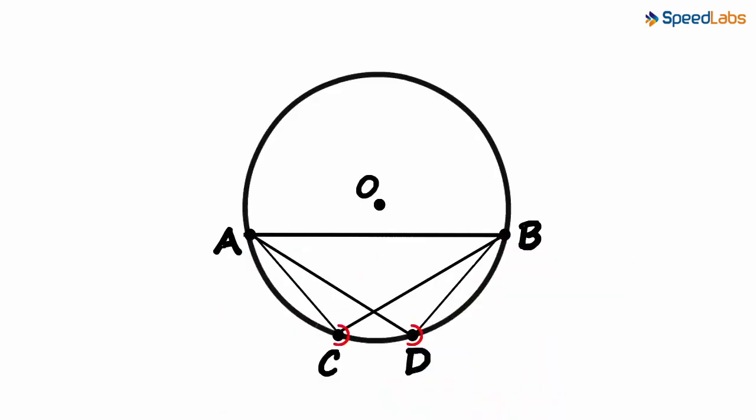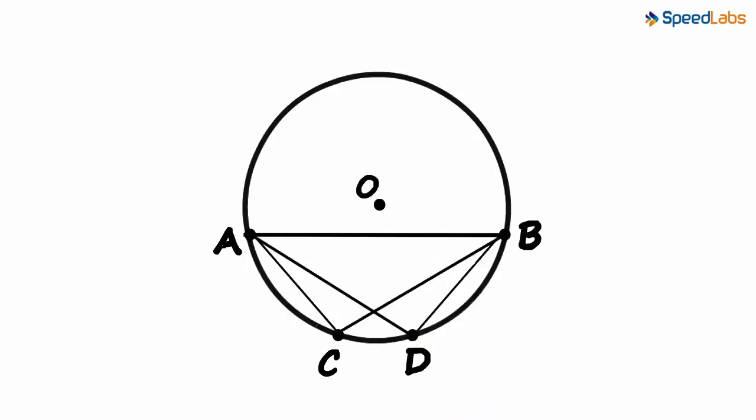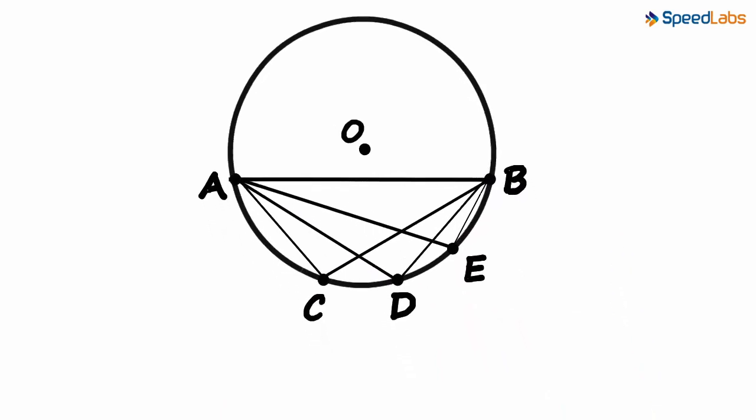Remember, we are marking random points on the arc of the same segment. Say we choose another point E on the arc of the same segment and mark angle AEB. Why are we doing all this? It's to appreciate the beauty of the angles contained in the same segment. Each of these angles is contained within the minor segment.